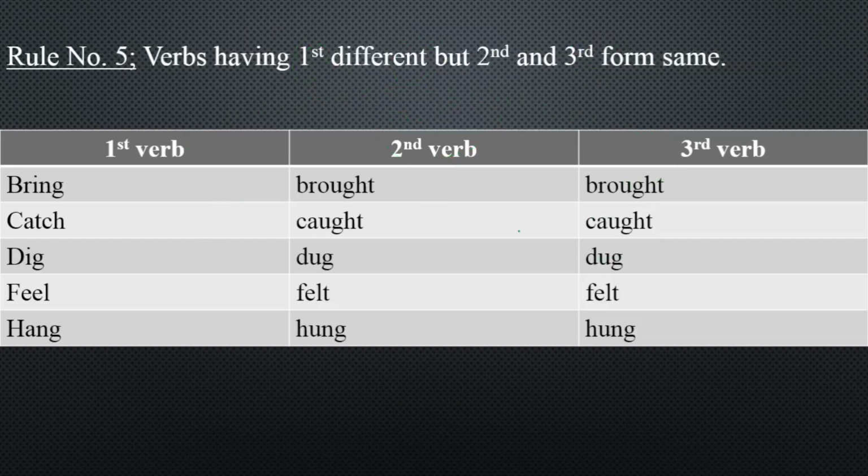And verbs having the first form different and the second and third forms the same. We say bring, brought, brought, catch, caught, caught, dig, dug, dug, feel, felt, felt, hang, hung, hung are called irregular. So I hope the lecture about irregular verbs is clear to you.